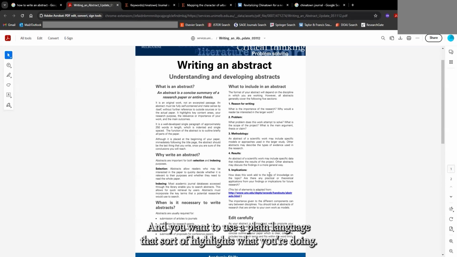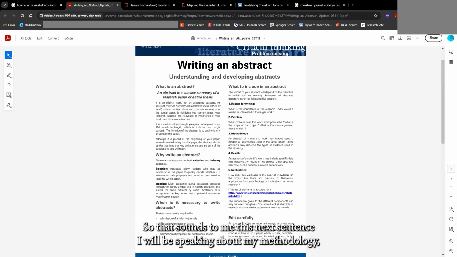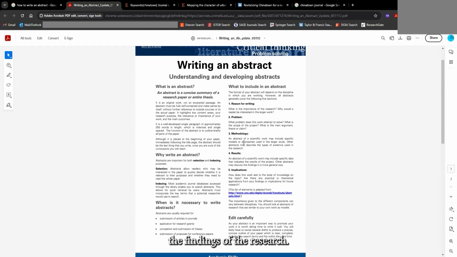You want to use plain language that highlights what you're doing, and make it easy for the peer reviewers, your supervisors, and whoever is reading your abstract. You want to make it very clear to them. For example, I might start with a sentence around incorporating a certain method. Then the next sentence, I will be speaking about my methodology. The findings of the research, obviously, are my results or findings. The outcome of my research contributes to la di la, so that's very clearly implications.